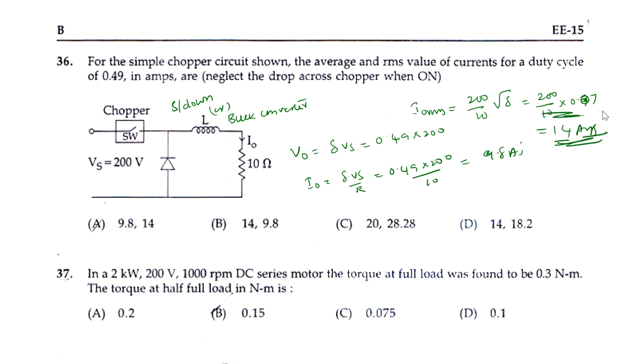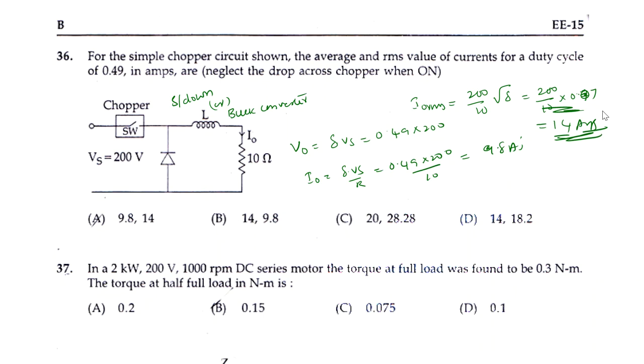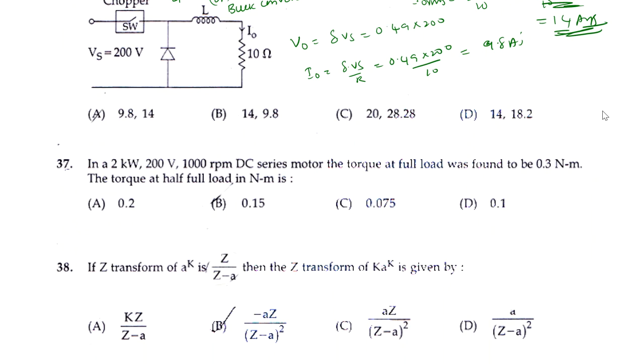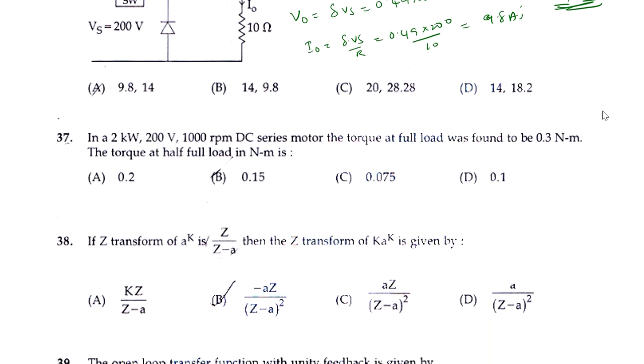Okay, next one. A 2 kilowatt, 200 volts, 1000 rpm DC series motor. The torque at full load was found to be 0.3 newton meter. The torque at half full load will be what? First of all, find the value of the armature current. Armature current will be equal to 2000 watts divided by 200 volts, which is nothing but 10 amperes.